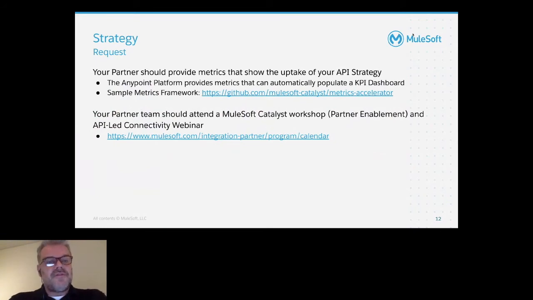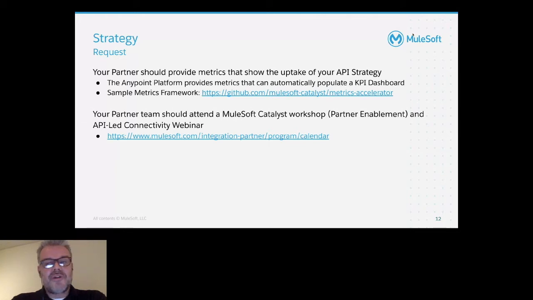So next, what do you need to request as a customer from your partner? And I think most importantly, you should ask your partner to provide metrics that show their efficiency and effectiveness. Now, the Anypoint platform provides metrics that can automatically populate a KPI dashboard. And if you look at GitHub, there's actually a metrics accelerator. It's a very simple metrics framework that is a Mule application that connects to the Anypoint platform and collects a large number of metrics that can then be published in your favorite dashboard.